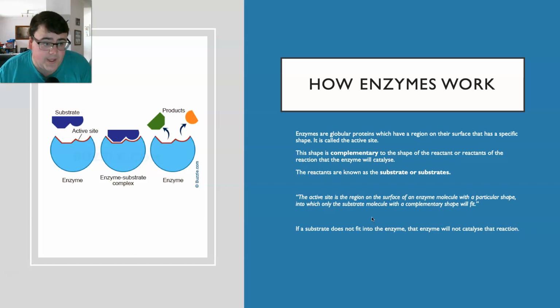Put simply, if a substrate doesn't fit into the enzyme, that enzyme's going to do nothing for the reaction. You have to have the right enzyme for the right reaction. That's why specificity is so important when we're talking about proteins.